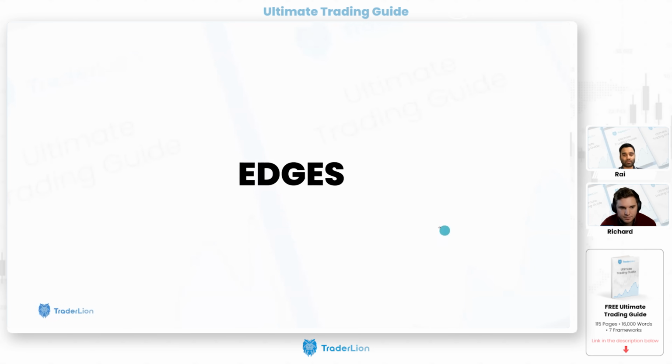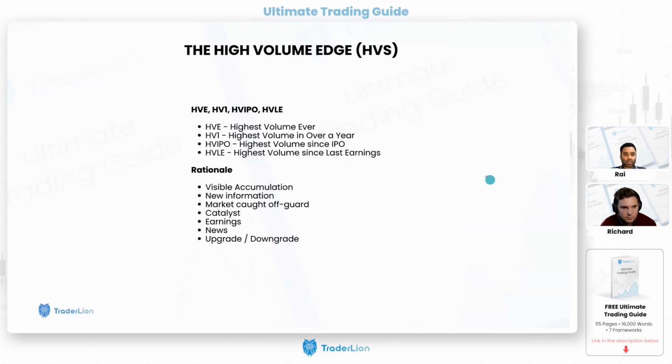So let's get into edges. Let's discuss the first one. So this is a winning characteristic. Like we said, this is something that repeatedly happens on the charts. If you follow me or Richard or TL or a lot of different people on social media, you can call it whatever you want. It doesn't really matter. But this is the high volume edge per se.